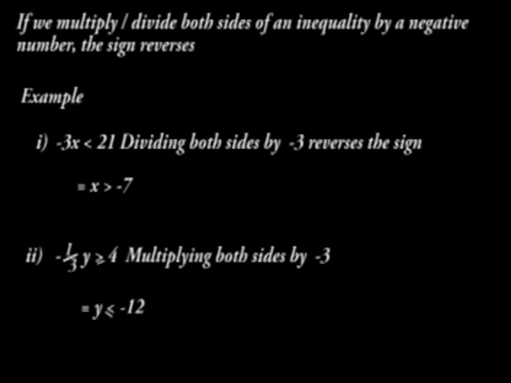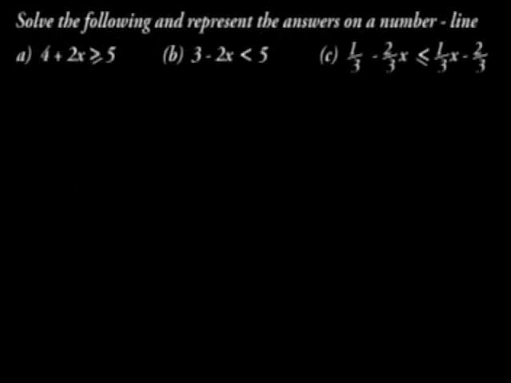Examples: solve the following and represent the answer on a number line. A. 4 plus 2x is greater or equal to 5. B. 3 minus 2x is less than 5. C. A third minus 2 over 3 x is less or equal to a third x minus 2 over 3.